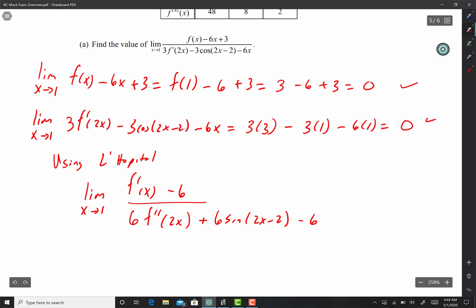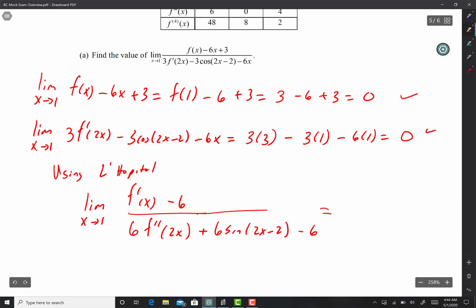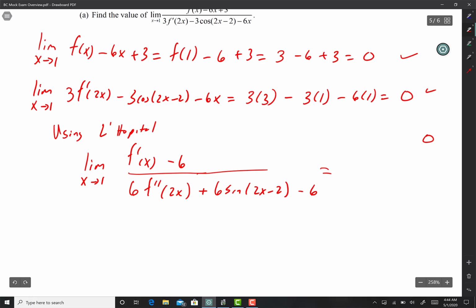All right, so now let's see if we can go ahead and do this, guys. So I'm going to plug in a 1, f prime of 1. F prime of 1 is 6. 6 minus 6 is 0. It looks like I'm going to do it again. I'm going to put it here on the side.